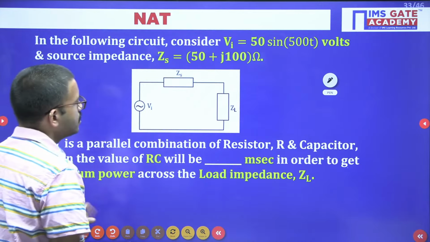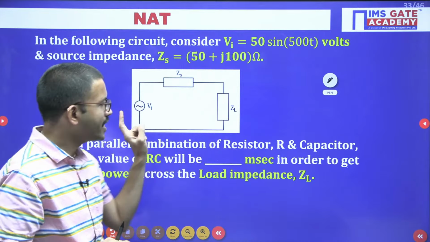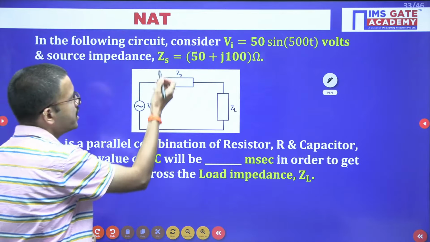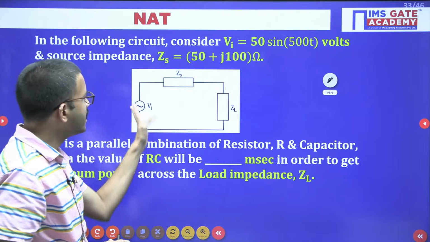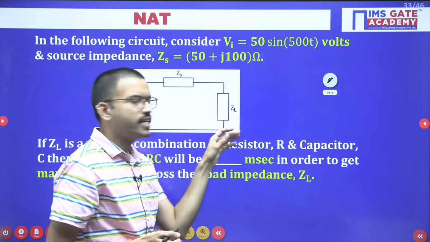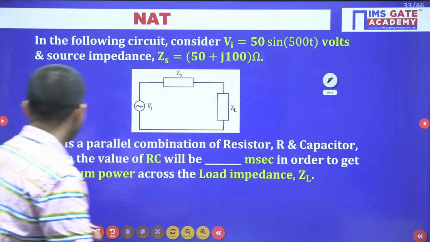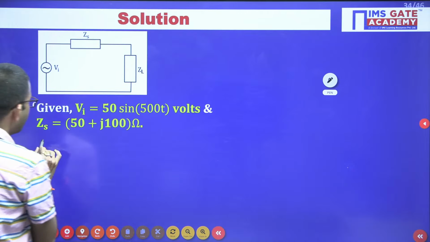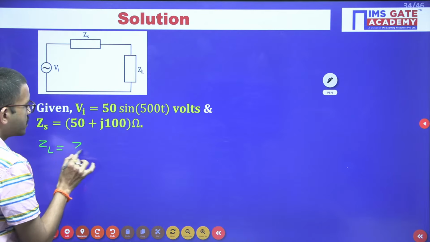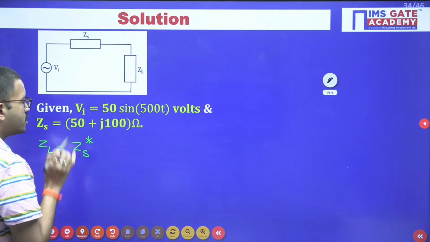So in this question, they have mentioned that in order to get maximum power across the load impedance, that condition is already given. Whenever an AC circuit is there, regarding the maximum power transfer condition, I hope all of you are familiar. Can you mention in the chat what the condition is? In order to get maximum power across the load impedance, ZL should be equal to the complex conjugate of the source impedance.